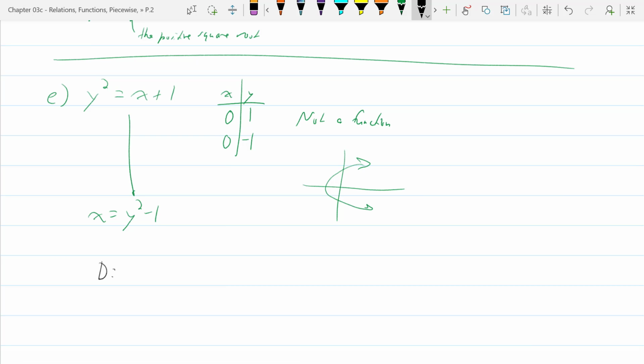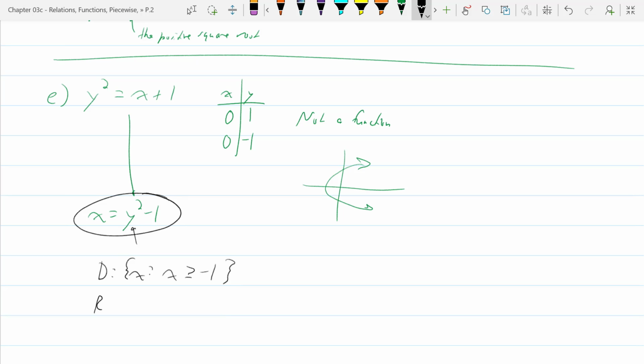So I'm going to look at the domain. Domain means all possible x values. If I look at this equation right here, x would have to be -1 at the smallest, but it could definitely be bigger than -1. It just can't be smaller than -1, because there's no way to plug in y values to get something smaller than -1. So all x such that x is greater than or equal to -1, and then I have my domain.